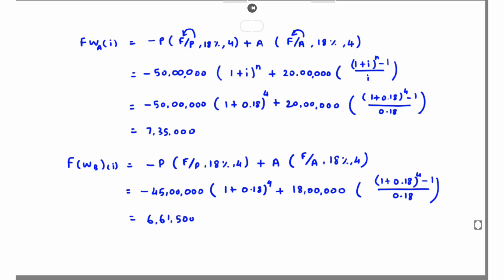6,61,500. Now we know that A is the higher value and B is the lower value. The future worth of alternate A is greater than that of alternate B, thus alternate A should be selected. For revenue dominated cash flow we take the maximum value, and if it is cost dominated cash flow we take the minimum value. Here we take the revenue model, so alternate A is the best way to invest.